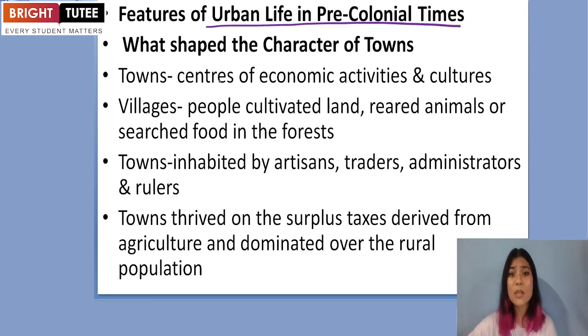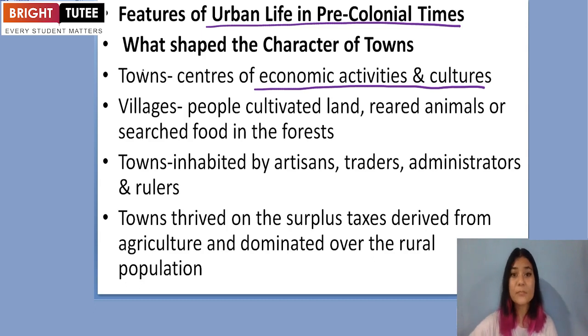Now the towns were centers of economic activities and cultures. There was trade and commerce taking place. There was buying and selling, also celebration of festivities. There were also temples and people coming to these temples for pilgrimage. So the towns are very important centers of activities, both economic and cultural.